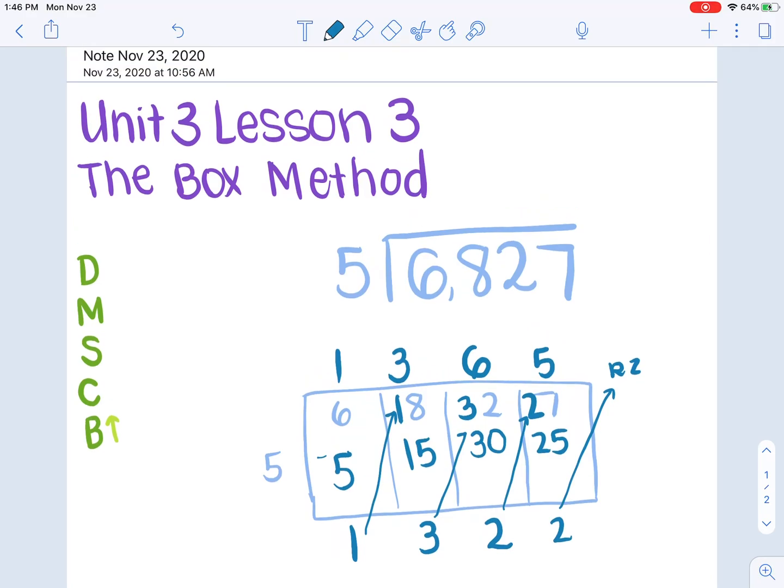The box method and the long division method all follow the same steps, but you're bringing up or bringing down. Choose the method that works best for you. Today on your homework, I'm going to ask you to try the box method just so you can familiarize yourself with it.